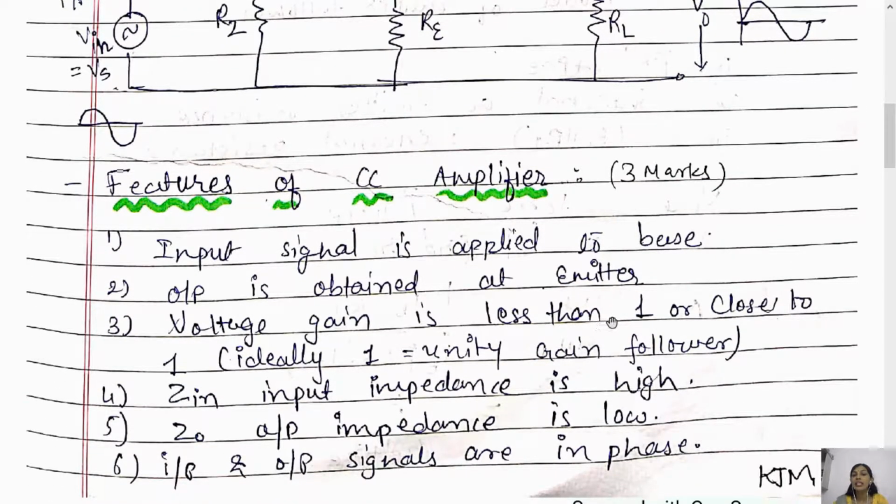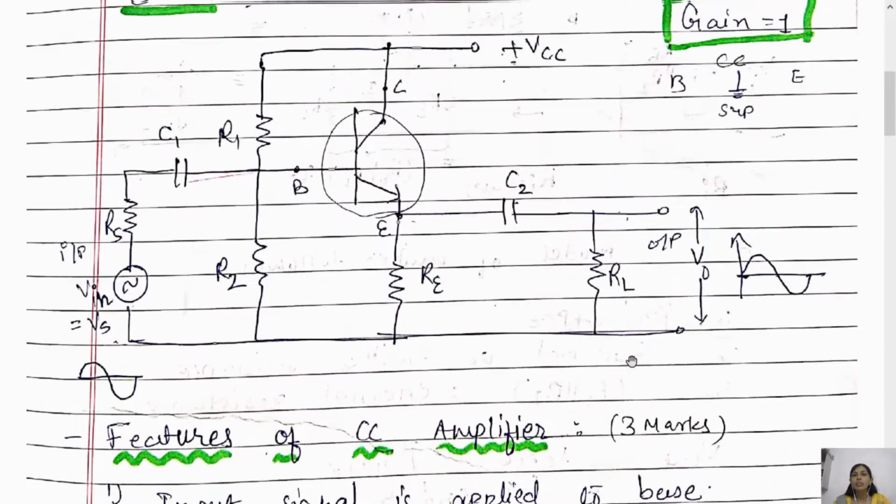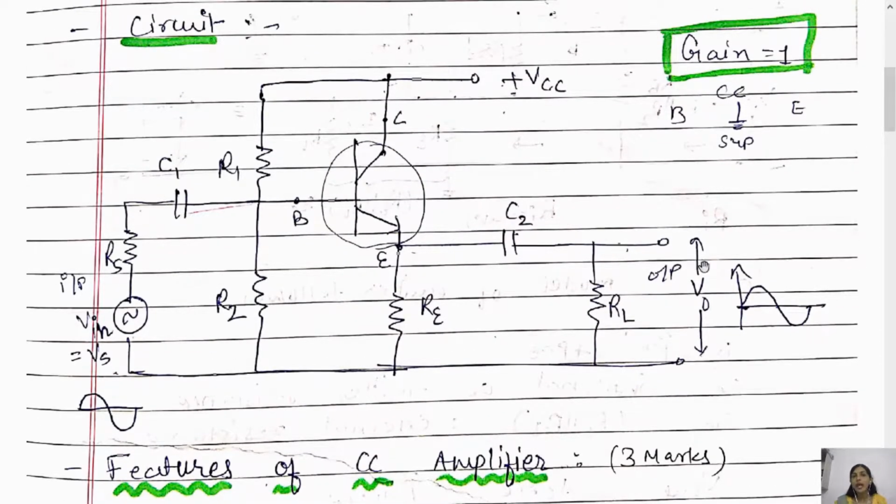Voltage gain is less than 1 or close to 1. Actually, practically we are getting a voltage gain which is less than 1. But ideally, the gain is equal to 1 for common collector. The output is collected from the emitter and the gain is equal to 1. So, the output is equal to the input.